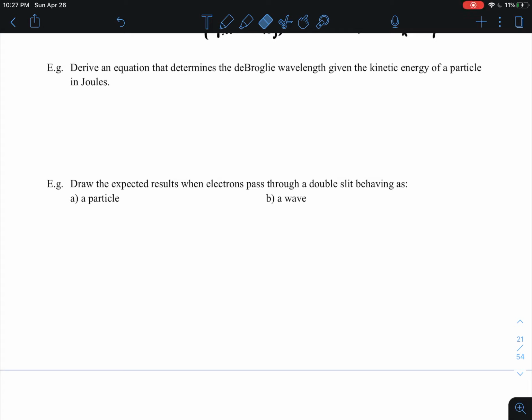All right, so now we're going to derive an equation to solve for the de Broglie wavelength using the kinetic energy of something in joules. So we have two equations that we know. We have the EK is equal to 1/2 mv squared, our kinetic energy equation. We also know that de Broglie's wavelength equation is equal to h over mv. So we see a common mv in both of these.